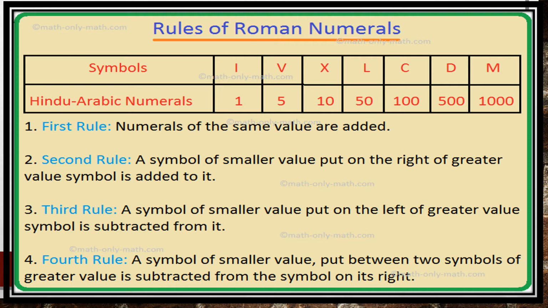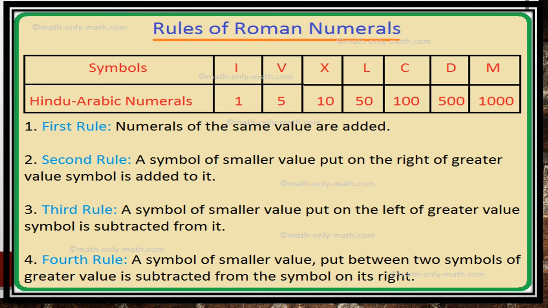Now the second rule is that a symbol of smaller value put on the right of a greater value symbol is added to it. This means a smaller numeral gets added to the greater numeral on its left. Like if I say VII, that means V means 5, and I means 1 plus 1. So 5 plus 1 plus 1 is equal to 7. So you will add it.